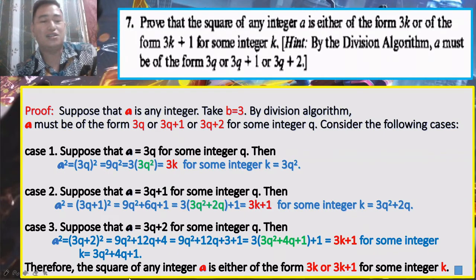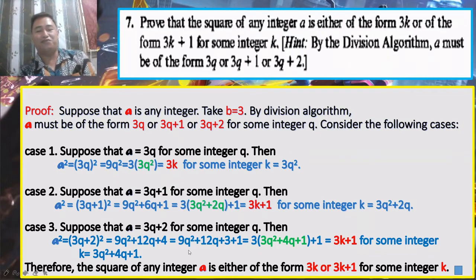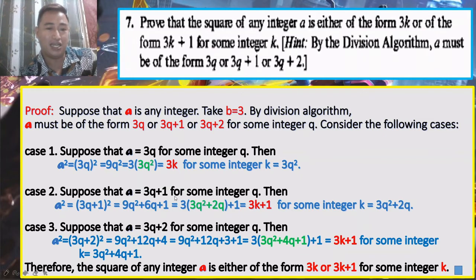Therefore, the square of any integer a is either of the form 3k or 3k plus 1 for some integer k. Okay. So those numbers that are divisible by 3, that was the 3q from before.